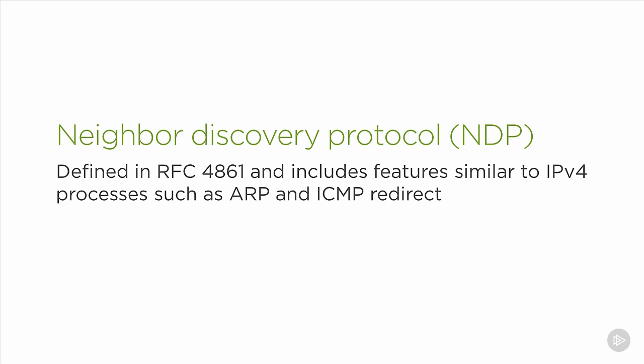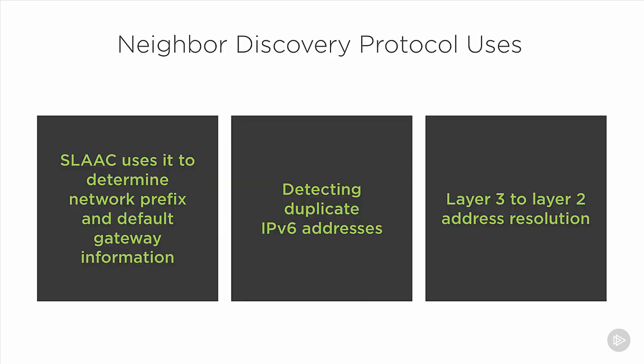So other than discovering neighbors, what is neighbor discovery used for? Well, for starters, stateless address auto-configuration uses NDP to automatically determine the network prefix, default gateway, and other configuration information. It's also used to determine whether a global or a link local unicast address is already in use. This is called duplicate address detection, or DAD. NDP is also used for layer 3 to layer 2 address resolution, again similar to ARP in IP version 4.